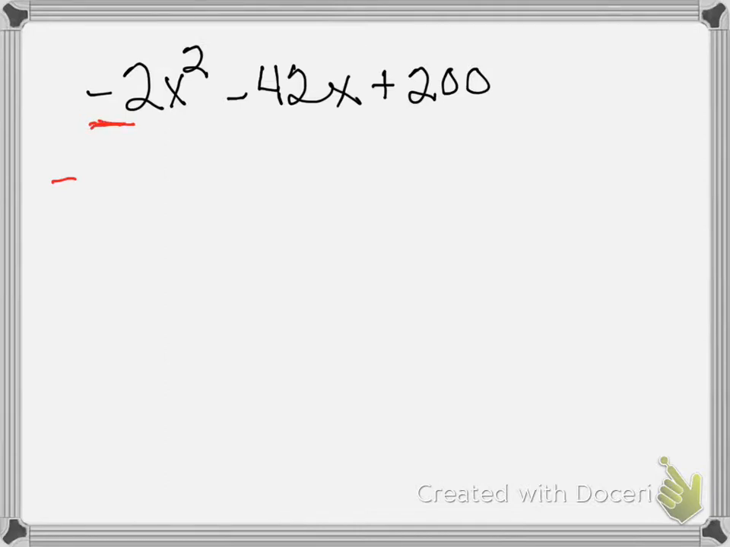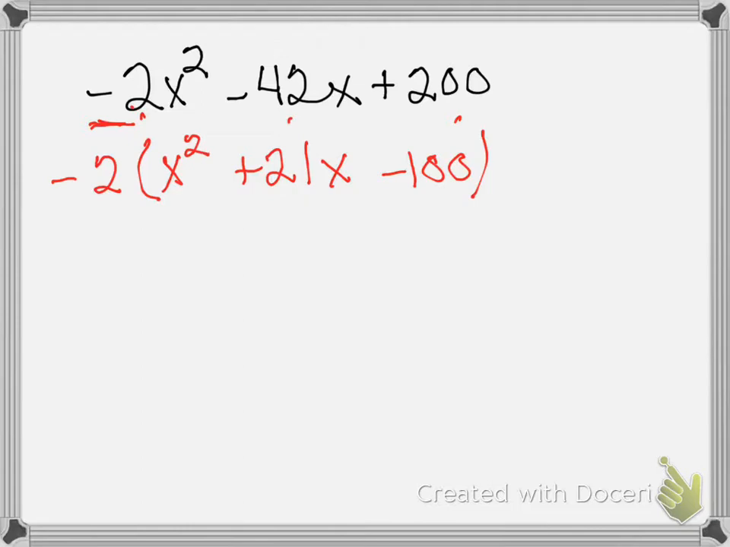So when we look, though, at the three numbers, 2, 42, and 200, all three of those are even, which means that 2 will go into each one of those numbers. So we're actually going to factor away a negative 2. So we're then going to say negative 2 divided by negative 2 is positive 1. And remember, if I don't write a 1 there, it's assumed that a 1 is there. Negative 42 divided by negative 2 is positive 21. And 200 divided by negative 2 is negative 100.